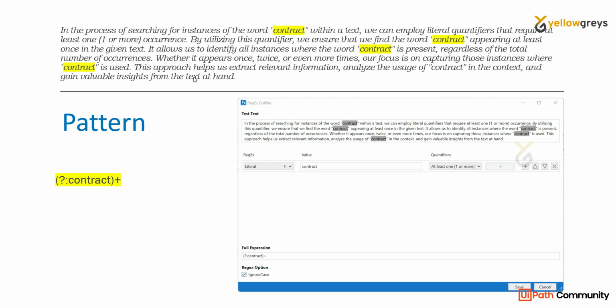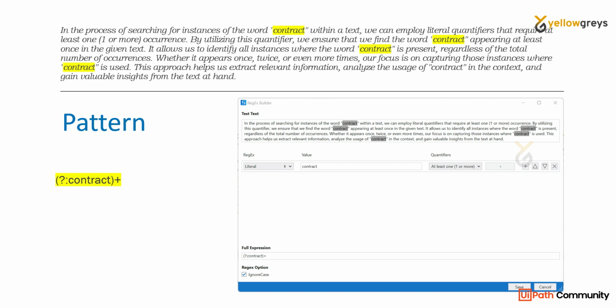In this process of searching for instances of the word contract within a text, we can employ literal quantifiers that require at least one or more occurrences. By utilizing this quantifier, we ensure that we find the word contract appearing at least once in the given text. It allows us to identify all instances where the word contract is present, regardless of the total number of occurrences. Whether it appears once, twice, or even more times, our focus is on capturing those instances where contract is used. This approach helps us extract relevant information, analyze the usage of contract in context, and gain valuable insights from the text at hand.